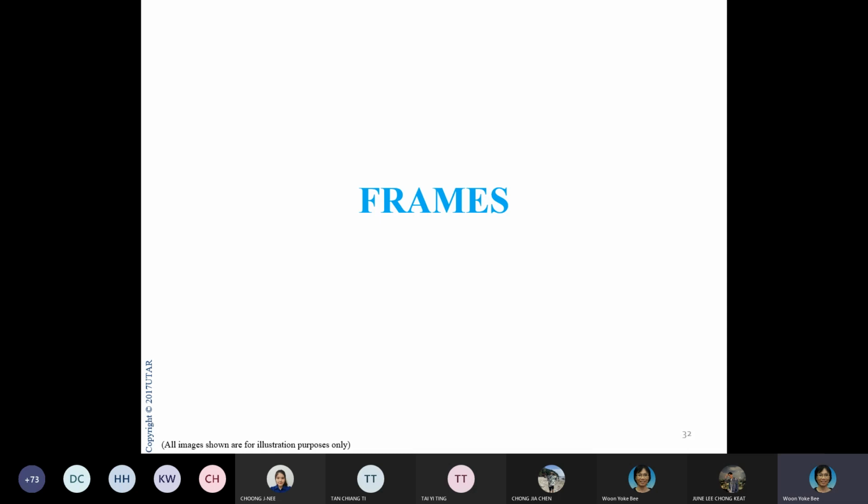Any questions so far? Because once you understand this moment distribution, the frames should be no problem for you. The only thing is there's a slight difference in the swaying frames only. No questions? Okay, if no questions, then we will proceed on to frames.